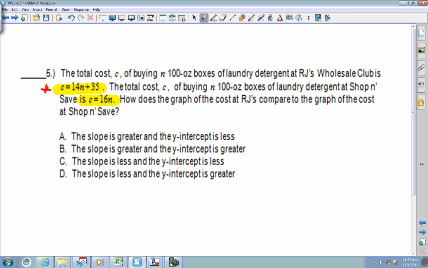So start here. What's happening to my y-intercepts? Well, what is my y-intercept right here? It's plus 0. How do I get from 35 to 0? I go down. It's less. So the y-intercept is less. So I can cross out B, because it says y-intercept is greater, and it says down here on D, y-intercept is greater. What about my slopes? My slopes, I go from 14 to 16. When I get larger, what does that do? It makes my line steeper. The slope is greater. The answer is A.